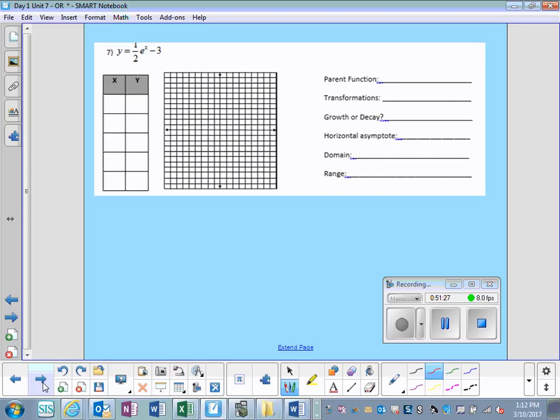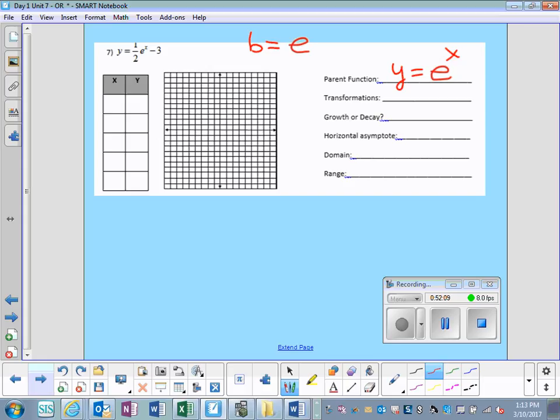Let's just do a couple of things. What is my base function here? Okay, so what is my b? My b is e. Careful. So e to the power of. So my parent function is what? y equals e to the x. Very nice. So what are my transformations?